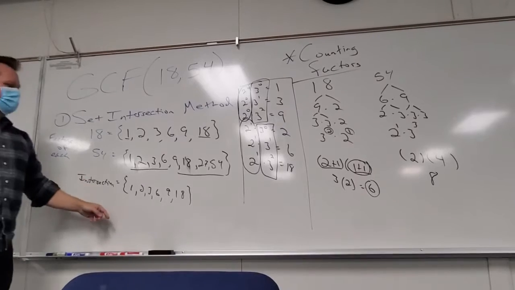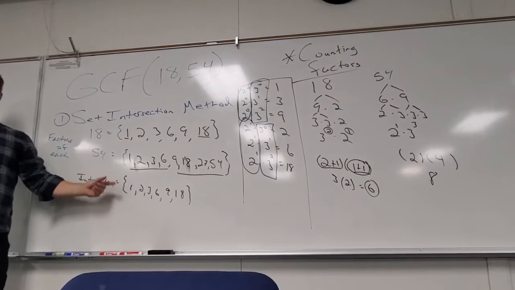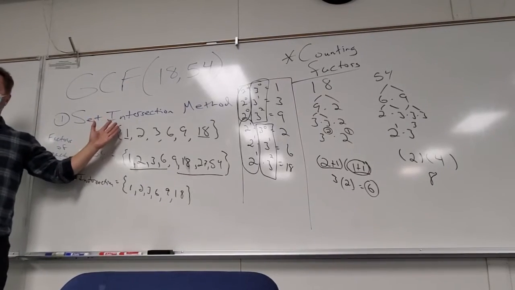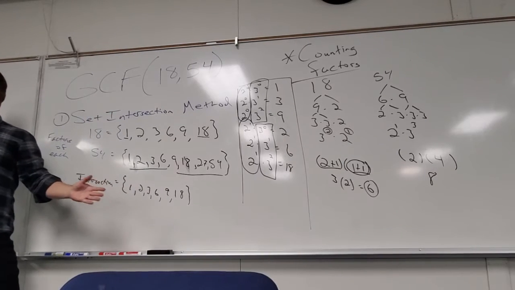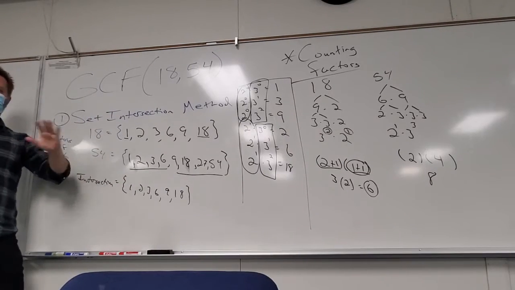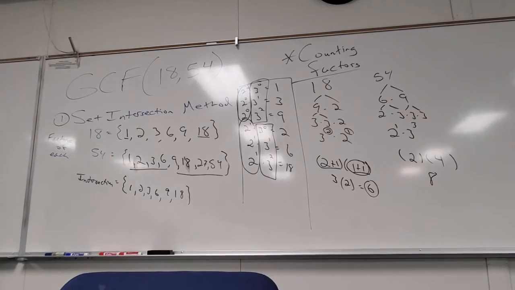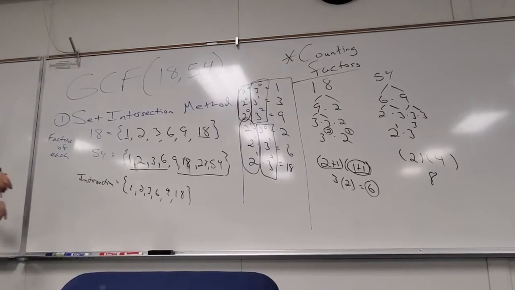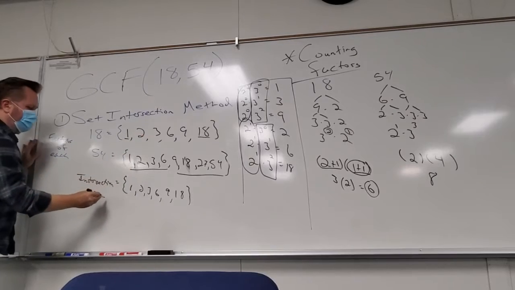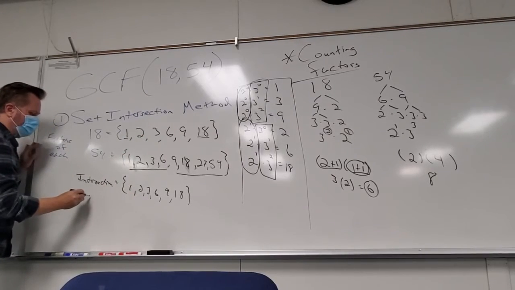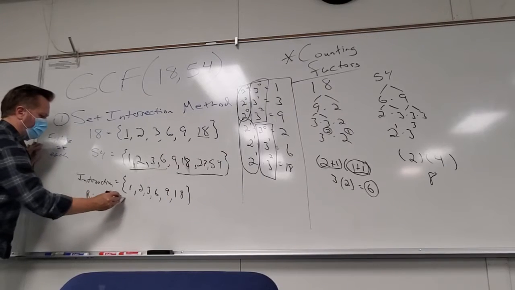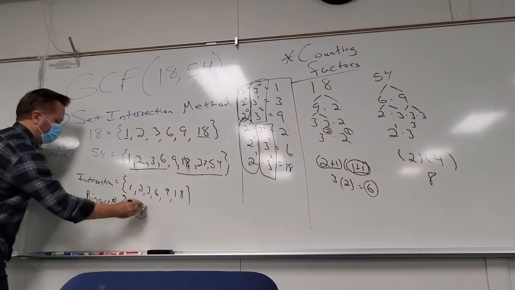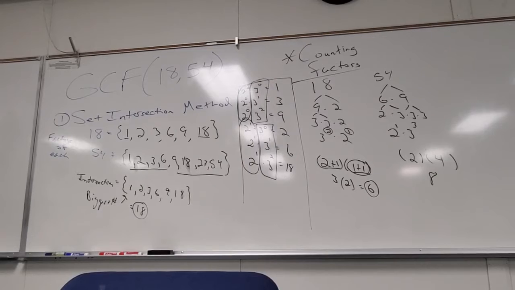Now, this one seems like it has too many steps. Steps here are not necessary. But again, we are discussing this with students who don't know any of this, right? So the answer is going to be the largest number in the intersection. So we get 18 again. Right, that's the answer. That's the GCF.